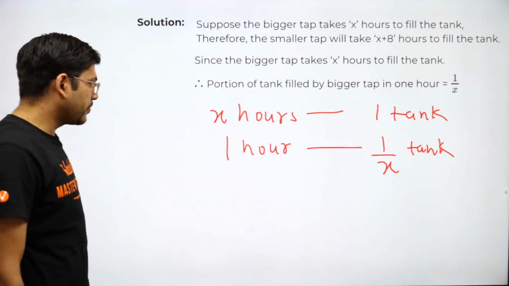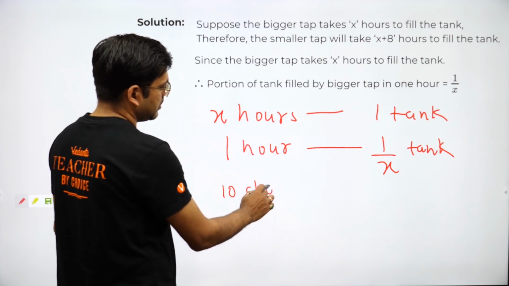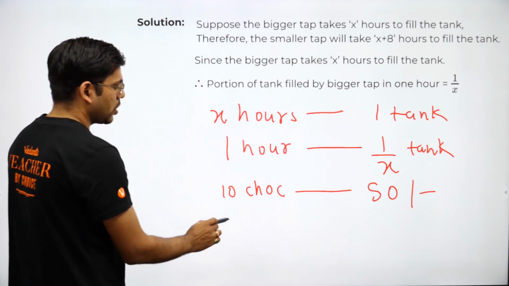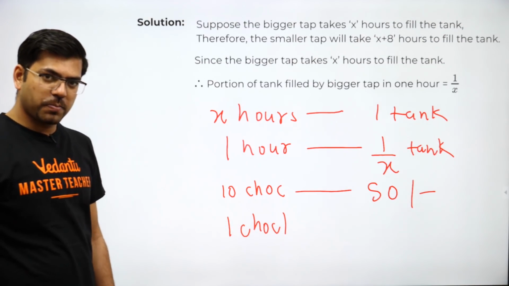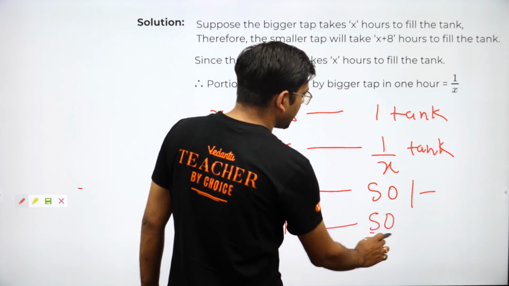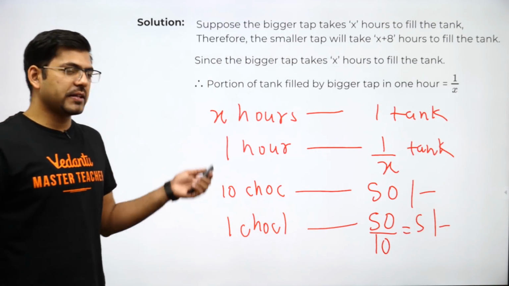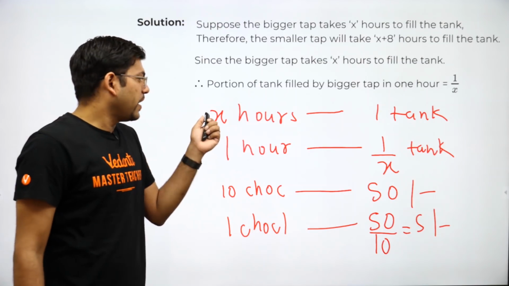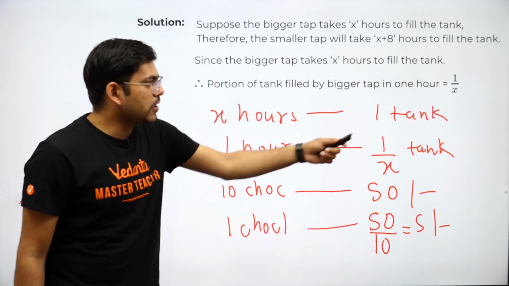Say for example, if I say that I am getting 10 chocolates in 50 rupees, what would be the cost of one chocolate? I guess you know this. It would be 50 divided by 10, so that is 5 rupees. So similar would be the method for this also. It is called the unitary method. You would have studied it in class 8 itself. If one tank is getting filled in x hours, in 1 hour, 1 by x part of the tank would be filled.